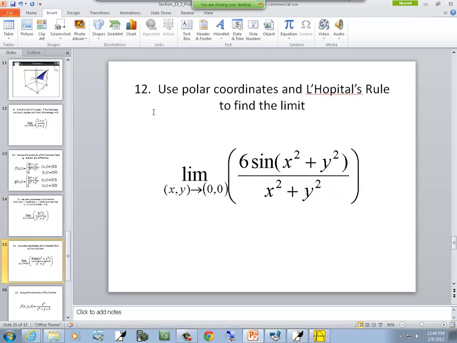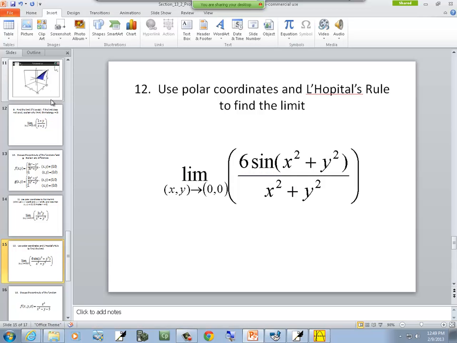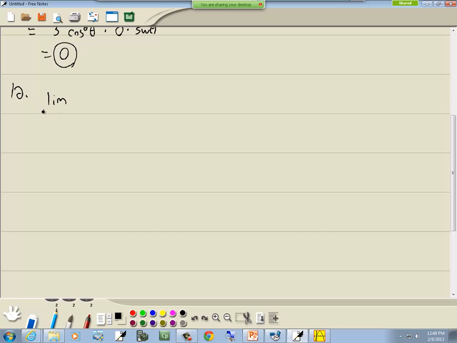Now this next one wants us to use polar coordinates and then use L'Hopital's rule. So let's take a look at that. So we've got the limit as xy goes to 0, 0 of 6 sine of x squared plus y squared. In case you're wondering, these problems really work out nicely when you've got x squared plus y squared in them, and when it's approaching 0, 0.